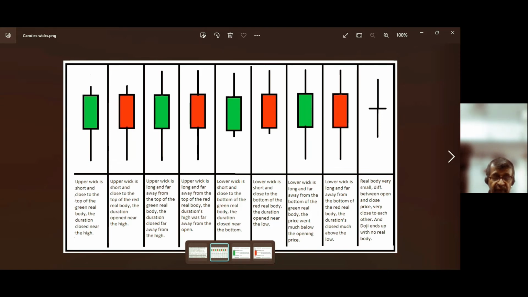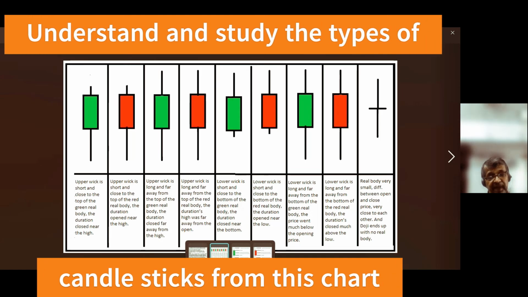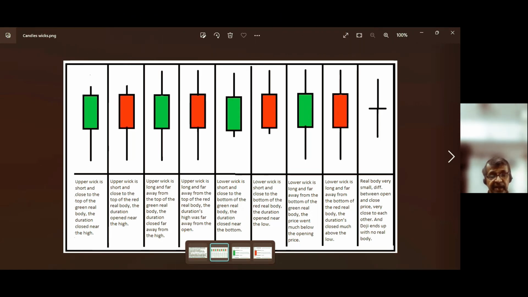Now, as we go, we learn more about indicators, charts, chart patterns, etc. For the time being, let us try to understand these candlesticks properly. Use these charts well, try to study, and if you have any doubts, if you have any questions, please try to contact me. I am always available to solve your queries.